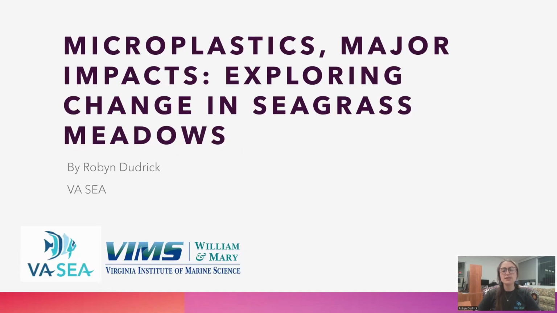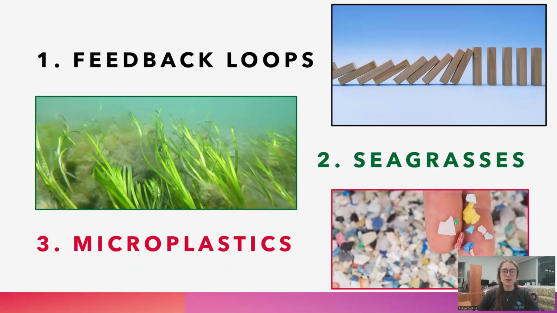This lesson, titled Microplastics, Major Impacts: Exploring Change in Seagrass Meadows, is designed for high school environmental science students, based off my graduate research while using the Virginia Standards of Learning. This lesson focuses on feedback loops, using microplastic and seagrass as an example.